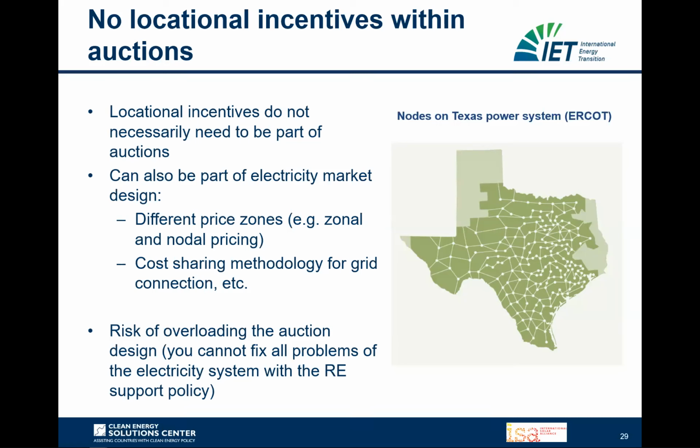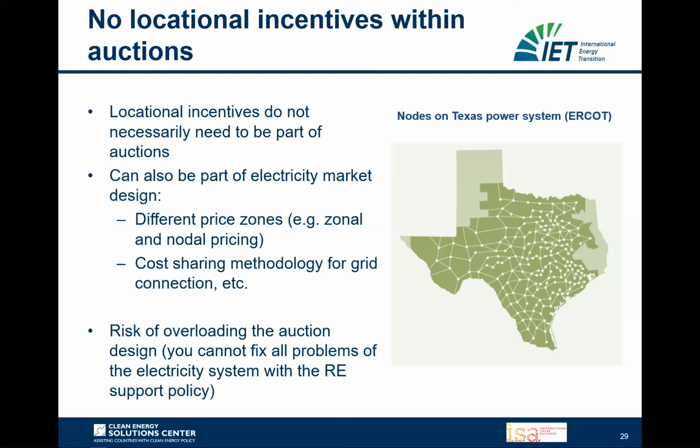So in other words, by adopting the deep connection charging approach, you actually give project developers quite a clear financial incentive to develop the projects in areas where they don't have to pay for the upgrade of the already existing transmission grid. So by having this cost sharing methodology for grid connection in place, you can already have some locational steering without implementing any such type of design features into your auction design.